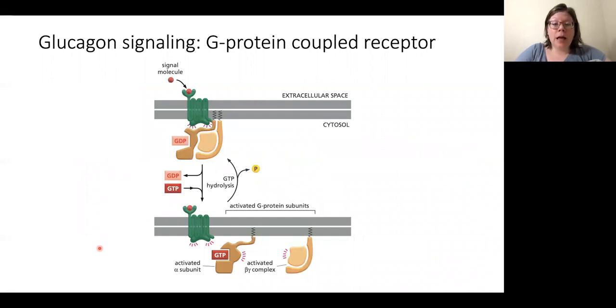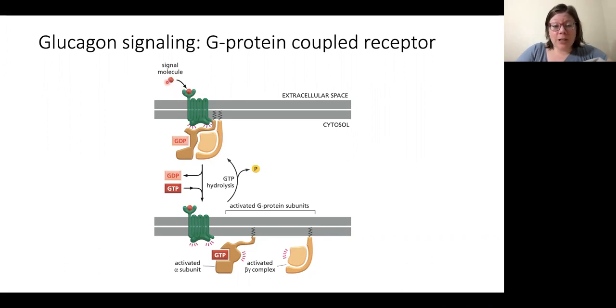Glucagon signaling we're going to talk about in a little bit more detail than insulin signaling. Glucagon signaling, as well as adrenaline or epinephrine signaling, involves a G protein coupled receptor. And G protein coupled receptors are seven transmembrane domain proteins. You can see one, two, three, four, five, six, seven transmembrane domains. And this is called a G protein coupled receptor, or a GPCR, because it is linked to, or coupled to, a protein that binds GTP, a G protein.